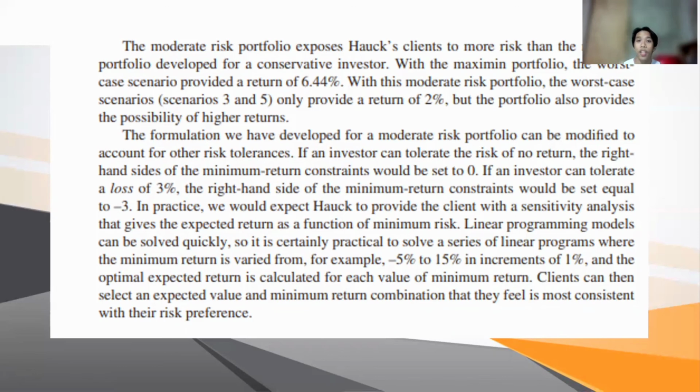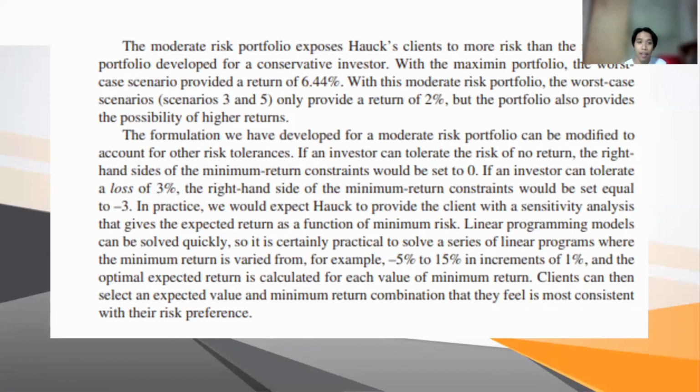So the moderate risk portfolio exposes Hawk clients to more risk than the maximum portfolio developed for a conservative investor. Because in the conservative portfolio, the worst case scenario provides a return of 6.44%. But in this moderate risk portfolio, the worst case scenarios are two, scenario 3 and 5, which only provide a return of 2%. But it is still better to choose the moderate risk portfolio, because even though the worst case is there and it carries more risk, it can provide possible higher returns or profit from your investment in the funds.